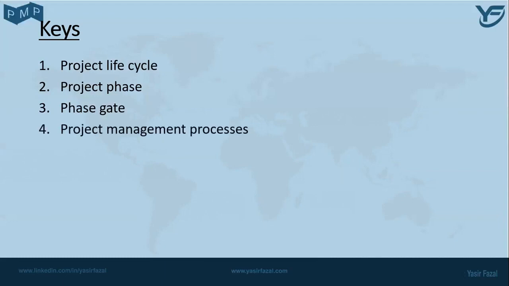Then the fourth key is project management processes. These are a systematic series of activities directed towards causing an end result, where one or more inputs will be acted upon to create one or more outputs.